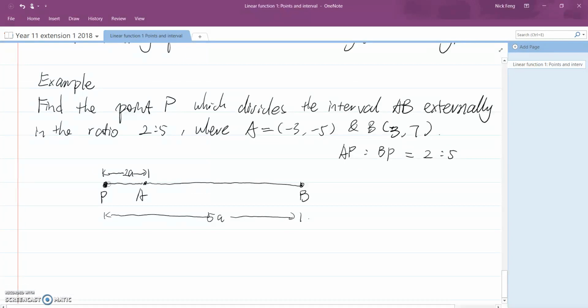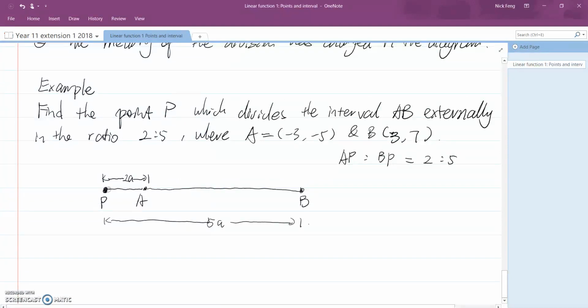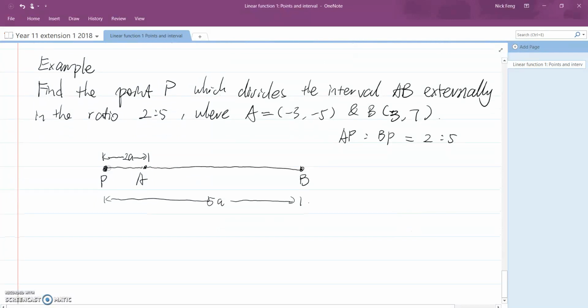So that's what's happening. That's why we have to make sure the order is always AB. If it's dividing the interval externally with BA, then it's actually BP to AP is 2 to 5. So the order actually does matter in this case. Okay, we'll come back in the third video to solve this kind of question and show you more examples about internal and external division points.